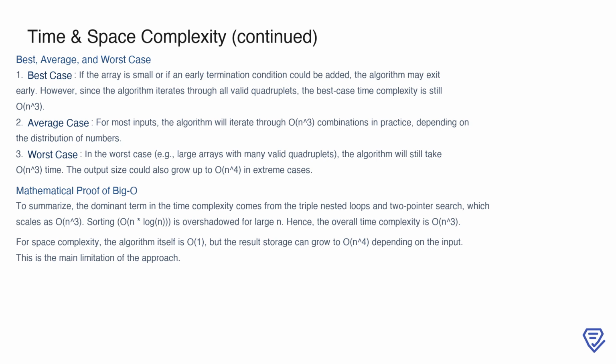Additionally, the output size could grow up to O(n⁴) if there is an exceptionally high number of valid quadruplets. To mathematically summarize, the dominant term in the time complexity comes from the nested loops and two-pointer search, which scale as O(n³). Sorting, at O(n log n), becomes negligible for large n. For space complexity, while the algorithm itself uses O(1), the result storage can grow to O(n⁴), depending on the input, which is a significant limitation of the approach.